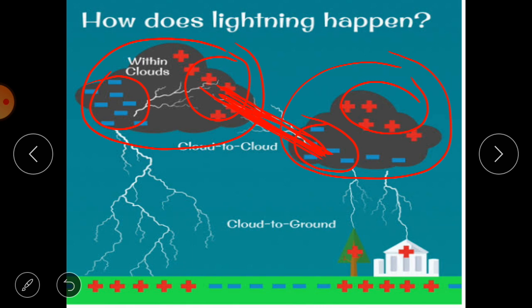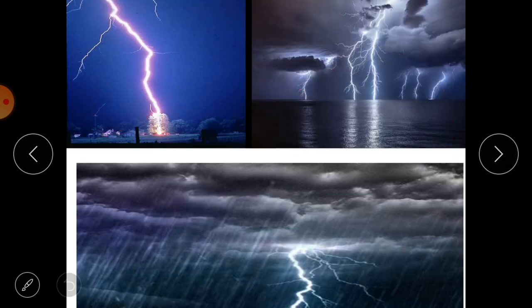And here it is cloud to ground lightning, because here negative charges are there, and on the earth's surface there are positive electrical charges. So negative and positive charges are there, and that's why this lightning happens. You can see the different pictures of lightning here. This is the lightning with heavy rain.